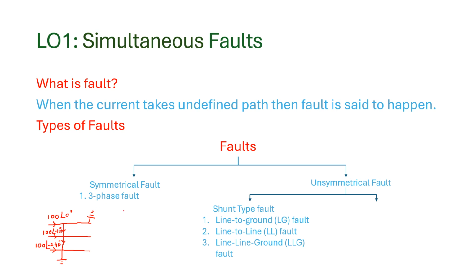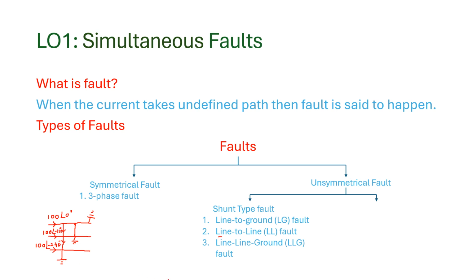The second one is line to line fault. Suppose two lines get shorted, then we say that a line to line fault has taken place. Or if two lines are shorted and connected to ground, then we say that an LLG fault has taken place. So under these fault conditions, the system becomes unbalanced, and we have to use symmetrical component theory for the purpose of analysis. That we have already learned.